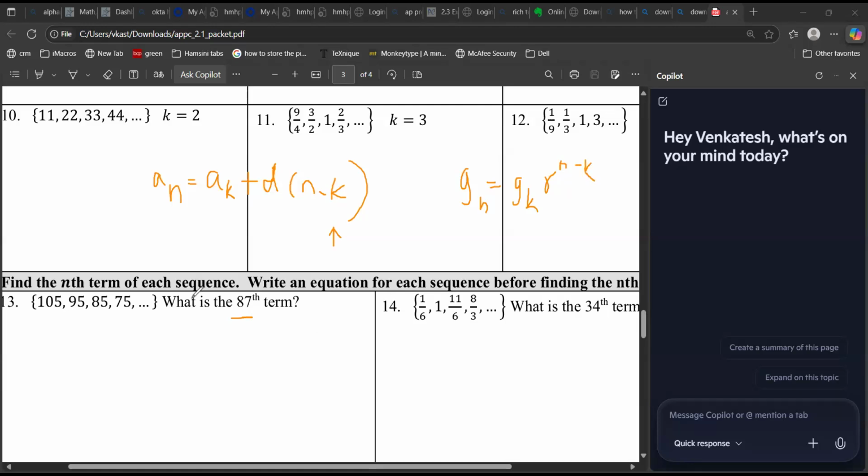What they are saying is find the 87th term, right? Considering they have not said that they are starting from the 0th term, this is the first term, second term. So I will start with ak, which is 105, plus the common difference. The common difference is -10.